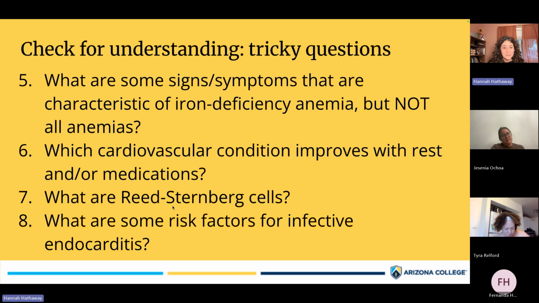I don't like this question. But sure. What are Reed-Sternberg cells? Or like what disease are they associated with? Hodgkin's lymphoma. Good. Hodgkin's lymphoma, and specifically they are abnormal B cells or B lymphocytes.